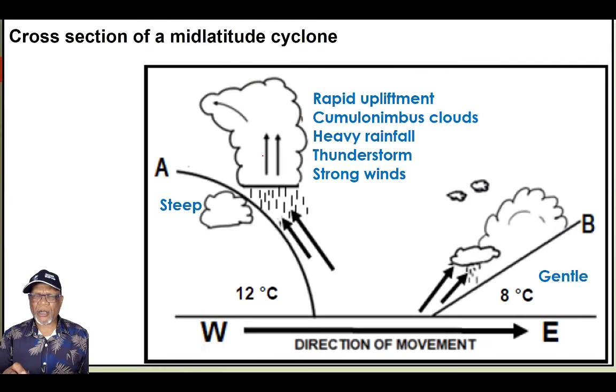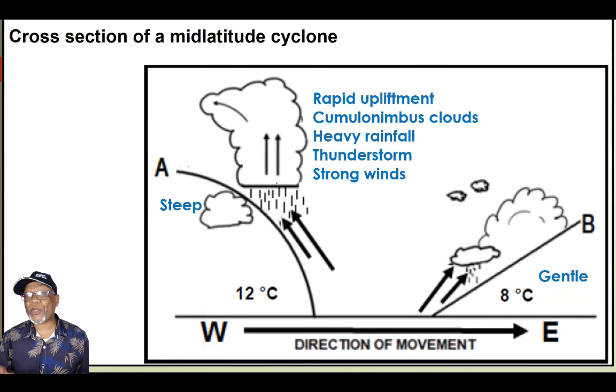You have clouds here. With the cross-section, you will be able to see the clouds. You'll be able to see the precipitation. You can also see the wind direction. But when you're doing a plane view, you cannot see the clouds, you cannot see the precipitation, and you don't see the direction.